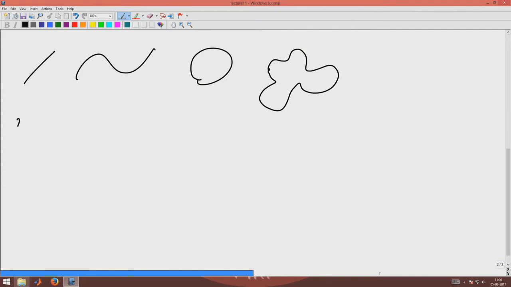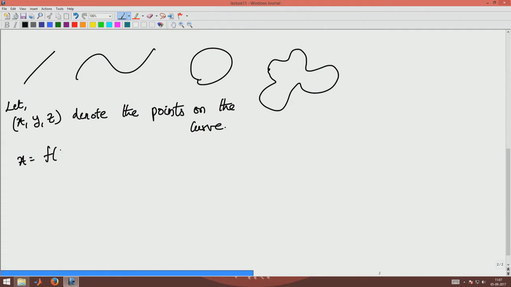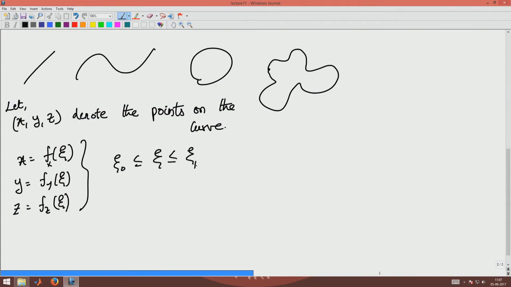Now, if x, y, z denote the points on the curve, then x would be written as some function of some variable psi, y would be another function of psi, and z would be some other function of psi. Okay. That is, you can define just one parameter to say what are the coordinates of the point that lie on the curve. Psi is a variable which varies. Here psi can vary from psi 0 less than psi less than or equal to psi 1. So, psi varies from 0 to 1.